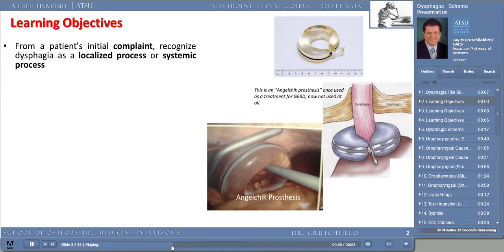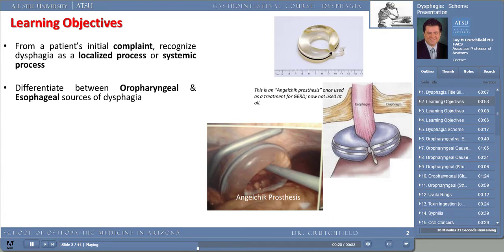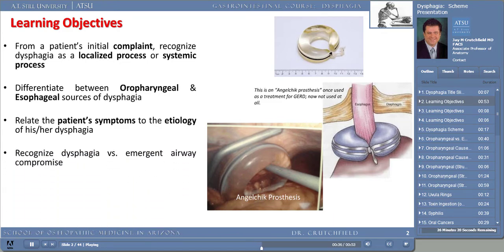what could represent an emergency in airway compromise versus just difficulty swallowing, and be able to differentiate based on the patient's symptoms the cause of his or her dysphagia and whether that dysphagia is oropharyngeal or esophageal in nature. I'd also like you to be able, from the patient's initial complaint, to recognize whether the dysphagia is a localized process, meaning localized just to the oropharynx or to the esophagus, or whether it represents a systemic disease.